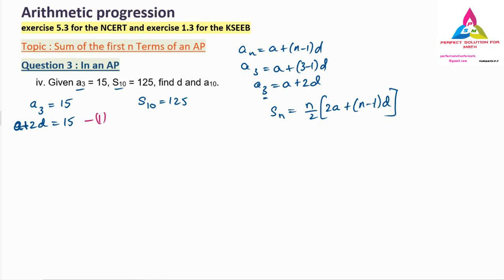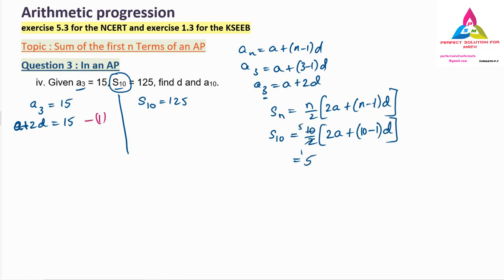So Sn, what is the n value over here? S10 they have given, check this. So here I have to write S10, not S3. Here they have given A3, that we have already finished calculating. So next is S10, that is equals to n value 10 by 2 into 2a, because we don't know the a value, plus n value 10 minus 1 into d. D value also unknown. So next step, 2 1s are 2, 2 5s are 10.